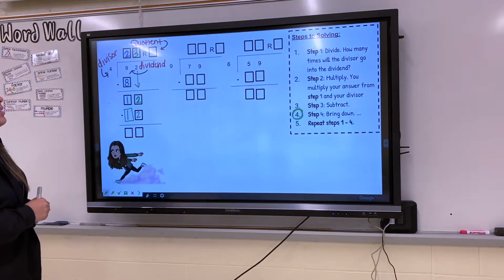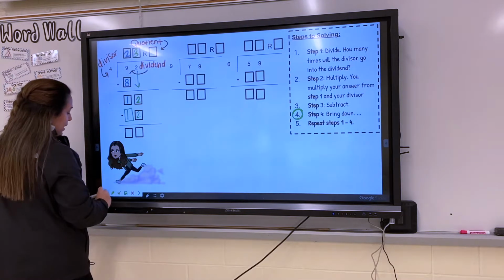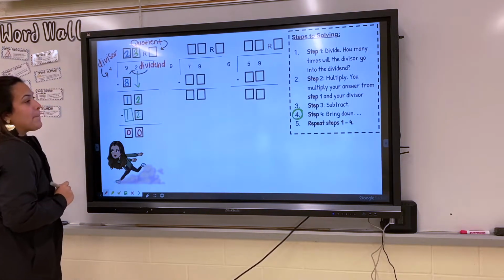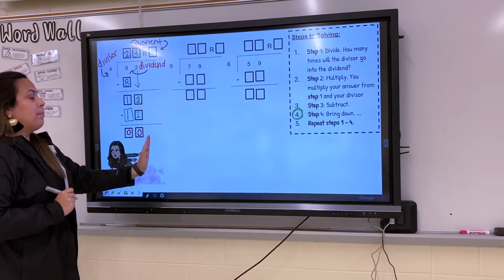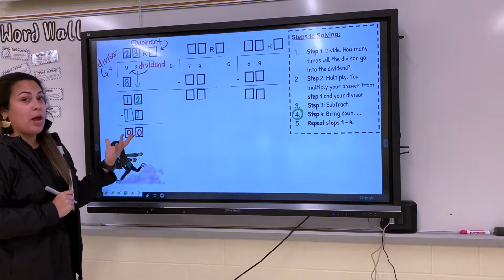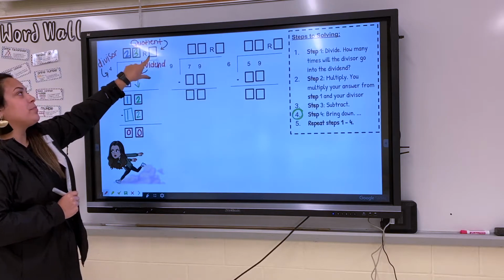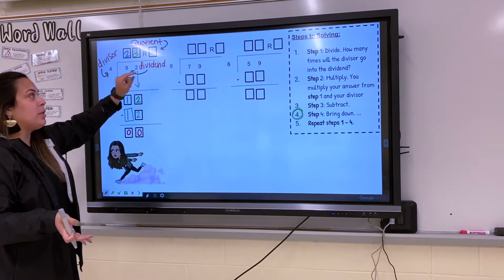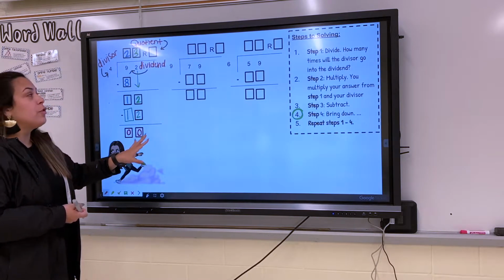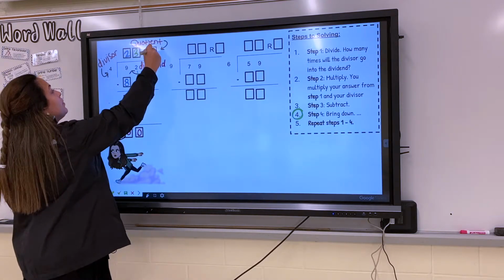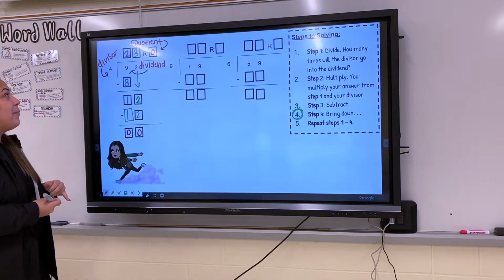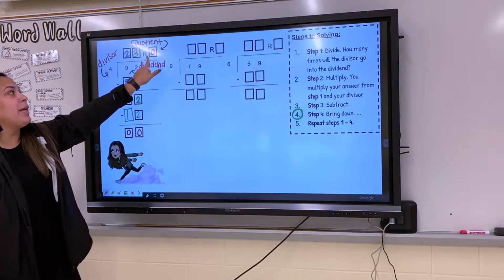And then now, step 3 says to subtract. 2 minus 2 is 0, and 1 minus 1 is 0. Now, do I have any numbers to bring down now? I don't, so I'm done solving the problem. Now, if you see up here, I was just prepared in case there was going to be a remainder. If you do not have a remainder, so that means there's no numbers left over, you can leave it blank. Or if you want, you can just put 0. So our answer for 92 divided by 4 is 23 remainder 0.